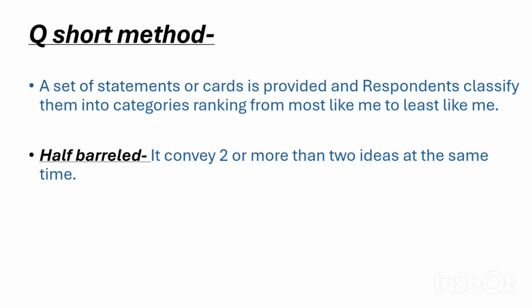Q sort method. A set of statements or cards is provided and respondents classify them into categories ranking from most like me to least like me. Half parallel. It conveys two or more than two ideas at the same time.